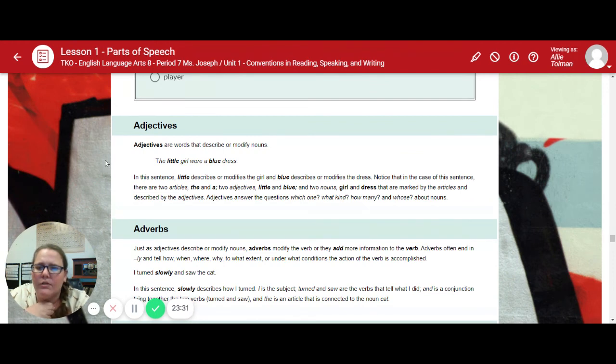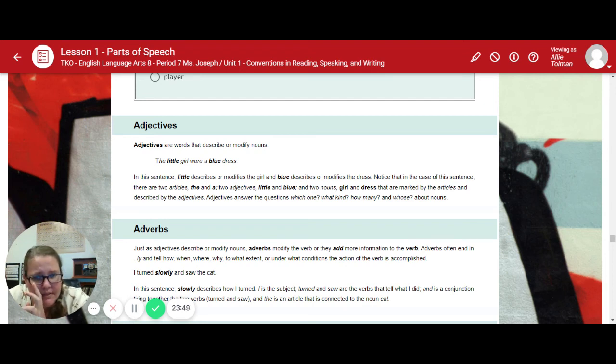Okay, then we're going to move on to adjectives. Adjectives are words that describe or modify nouns. The little girl wore a blue dress. In this sentence, little describes or modifies the girl, and blue describes or modifies the dress.